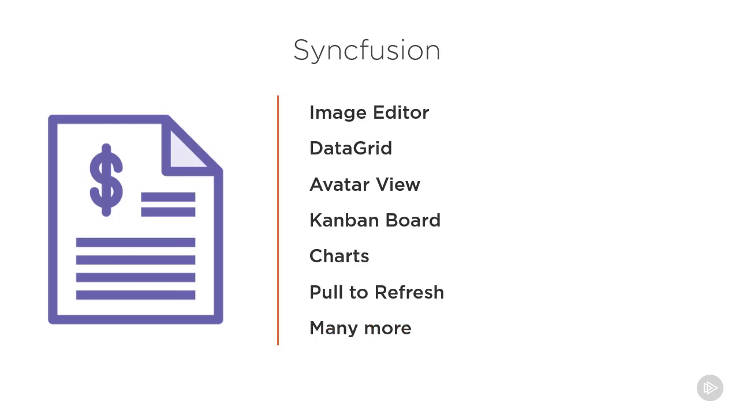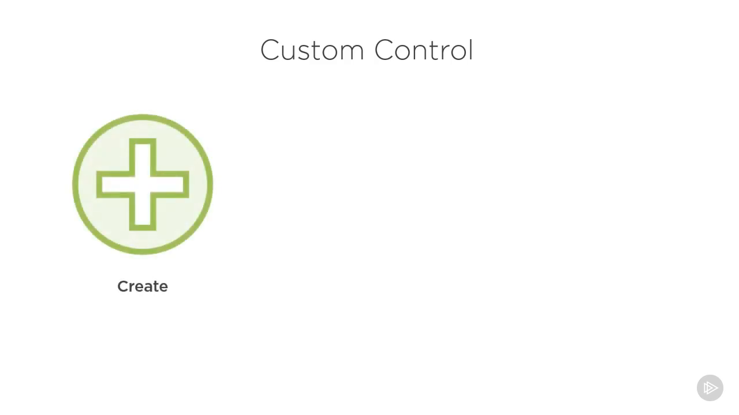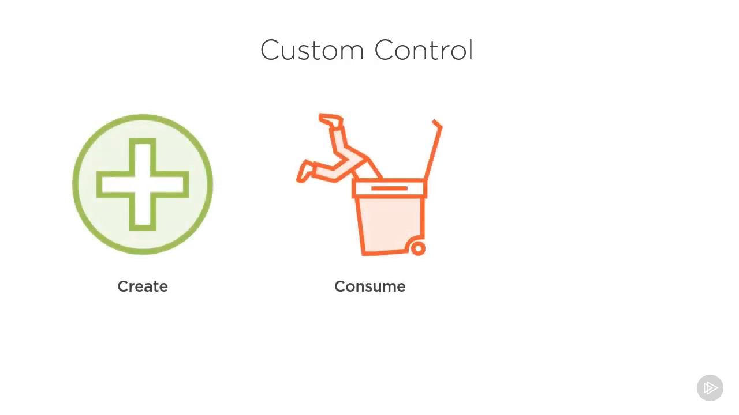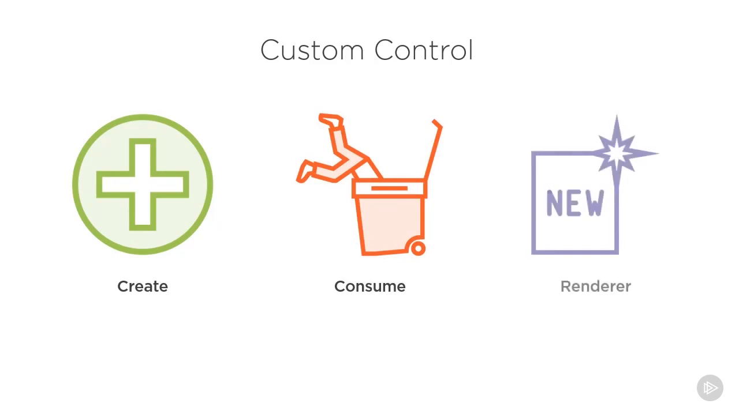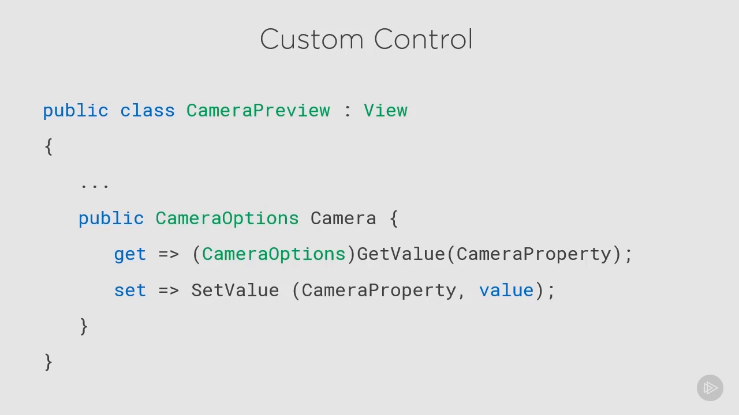Even with all of this exposed functionality, there's plenty of times when you have to expose a set of functionalities yourself. The rendering process can be used to implement platform-specific customizations by creating a custom renderer for a view on each platform. The process for doing this is as follows. You can create a Xamarin Forms custom control, you can consume the custom control from Xamarin Forms, and create the platform renderer for the control on each platform. A custom control can be created by subclassing the View class.